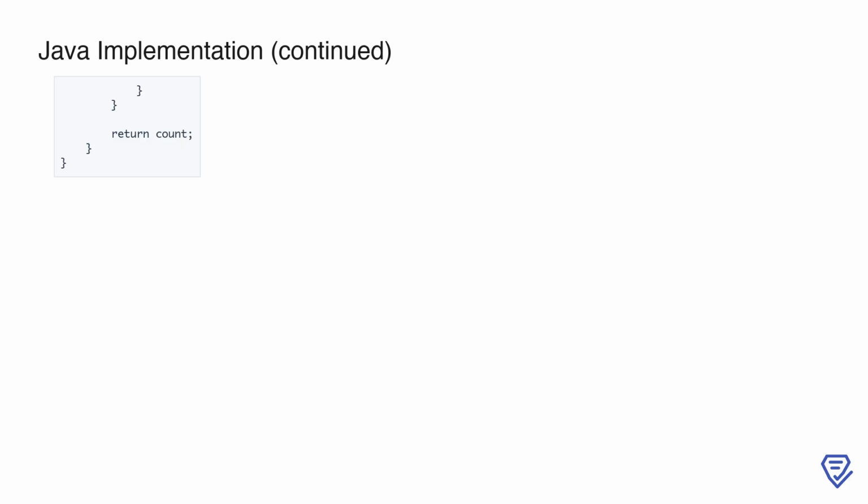Finally, after the loop completes, we return the count, which represents the total number of subarrays of size k whose average is greater than or equal to the given threshold. This implementation efficiently calculates the result in O(n) time complexity by leveraging the sliding window technique, ensuring we only traverse the array once and avoid unnecessary recalculations.